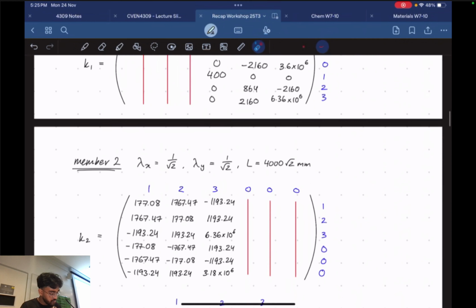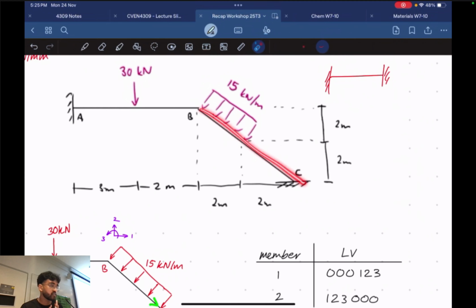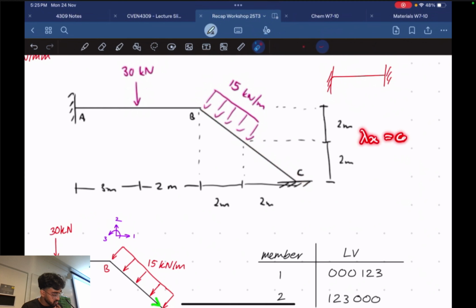Number 2, my lambda x. Here it is at a 45-degree angle. Because we know lambda x is cos theta, it's just 1/√2, where theta is equal to 45 degrees. And this, in fact, is equal to lambda y as well.